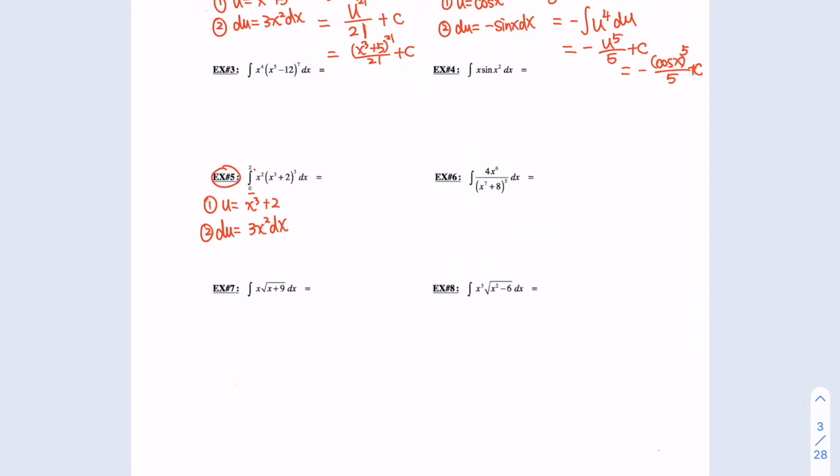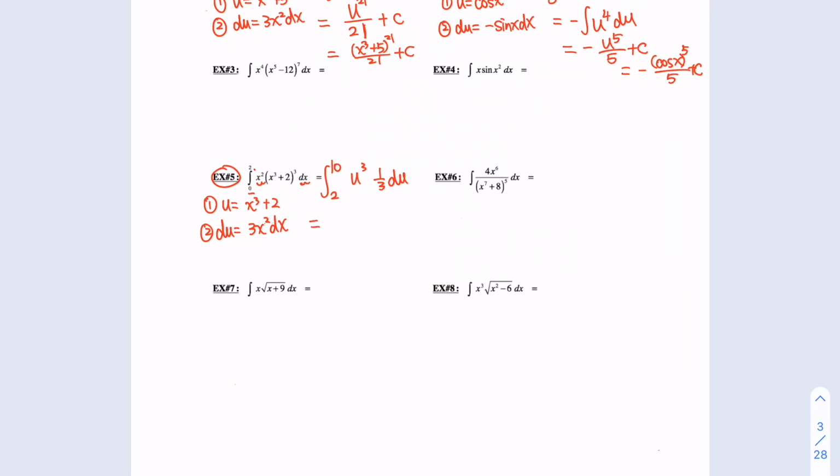First, we don't worry about the boundaries. We're going to replace x squared dx with 1 over 3 du, and x cubed plus 2 will be u to the 3rd power. We change all the boundaries from x to u. When x equals 0, u equals 2. When x equals 2, u equals 2 cubed plus 2, which is 10.